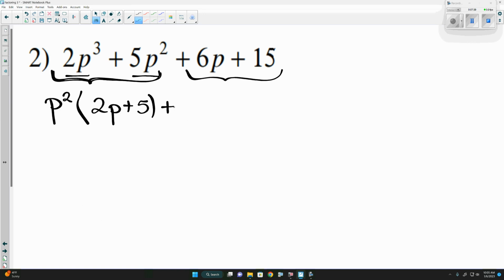Plus, now when we look at 6p and 15, is there a greatest common factor between those two? Yes, and it is 3. And if I factor a 3 out of 6p, 6 divided by 3 is 2, and we still have the p. Plus, 15 divided by 3 is 5, and this is what we want to have happen. We want to have what's left over be the exact same.